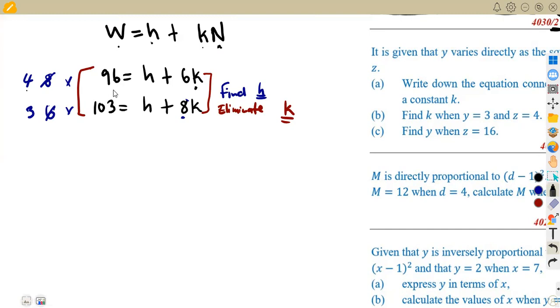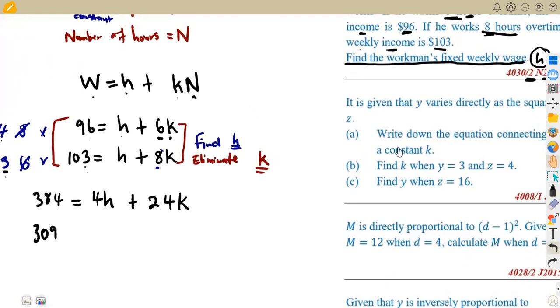So it's 4 times 96, which is 384, which is equal to 4 times H. That is going to be 4H. Then 4 times 6 is 24, so we are going to have 24K. All right, we move on to 3. 3 is going to multiply 103. So 3 times 103 is 309. 3 times 3 is 9, 3 times 03. But this is paper 2, so you can consider using a calculator.